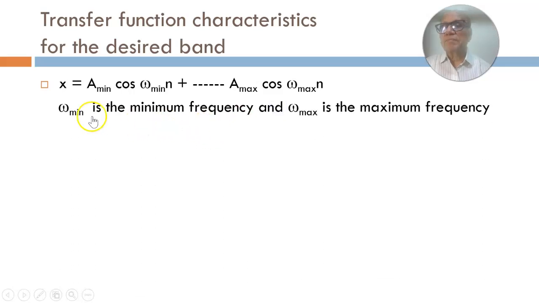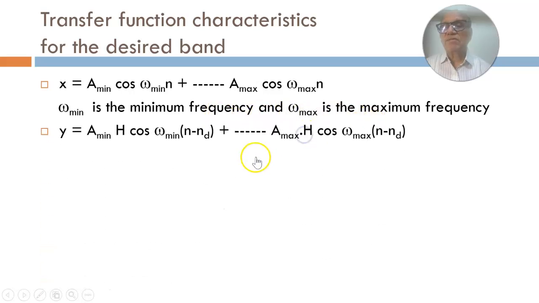But as I said, omega min is the minimum frequency, omega max is the maximum frequency, and what we want is that each frequency component should be multiplied by the same gain. That is, A min is multiplied by H, A max is also multiplied by H, and all intermediate frequencies lying in this band also should be multiplied by the same gain, which is the magnitude of the transfer function.